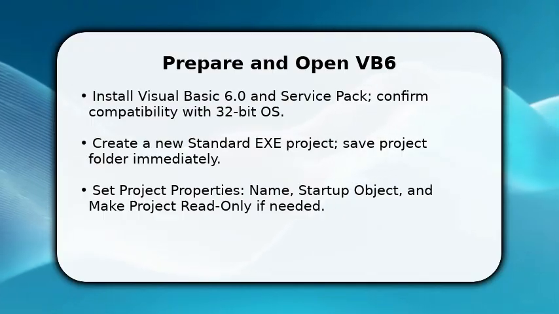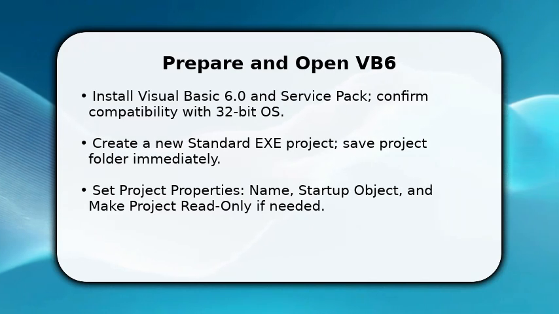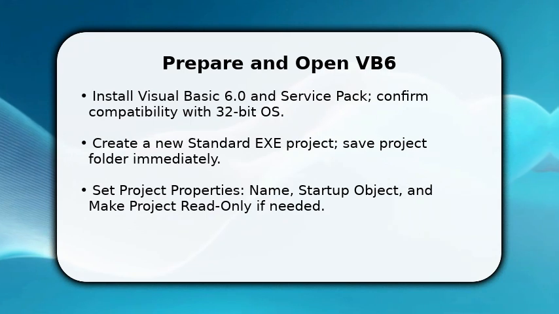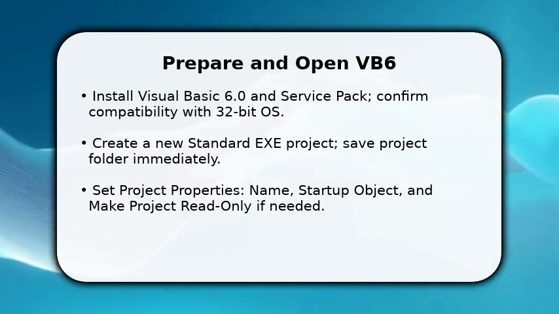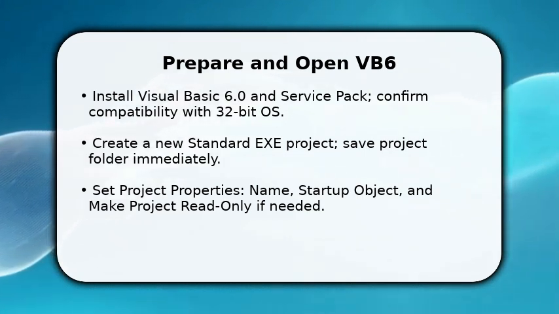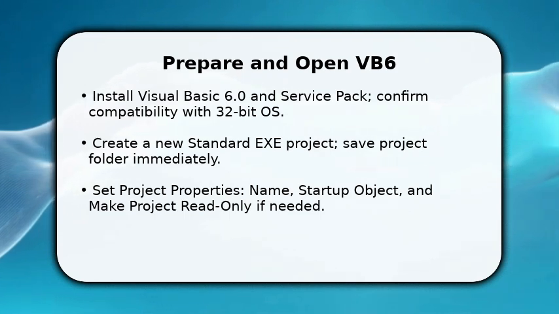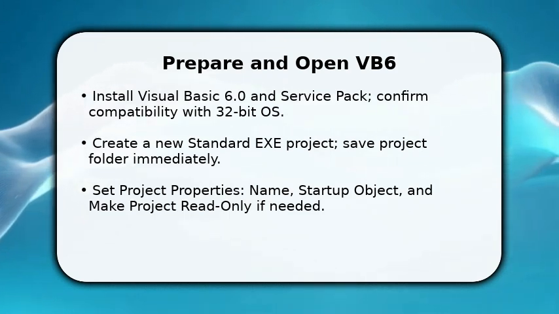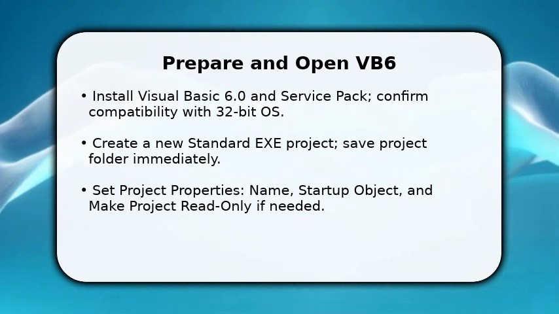You start by ensuring VB6 is installed and running on a compatible system. If you use a modern OS, run compatibility mode. Open Visual Basic 6.0 and create a new Standard EXE project, then save the project into a dedicated folder so files stay organized. Once done, set project properties. Assign a clear project name and startup object to avoid confusion. Also, make sure to enable auto syntax check and set default form size.